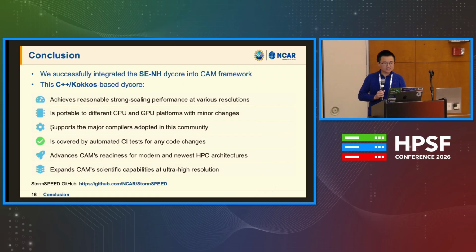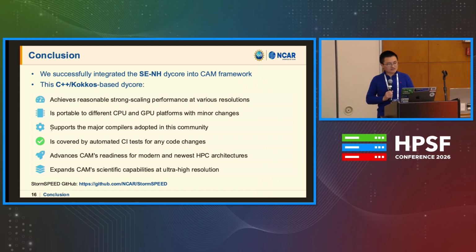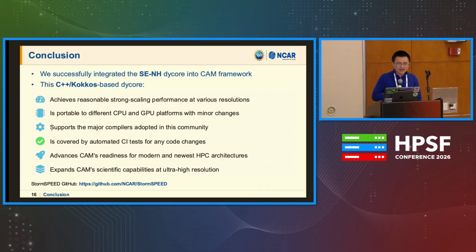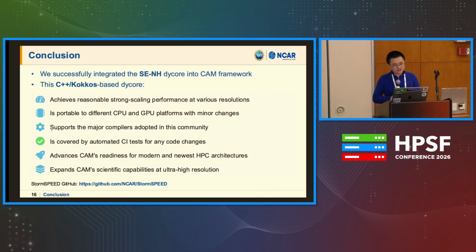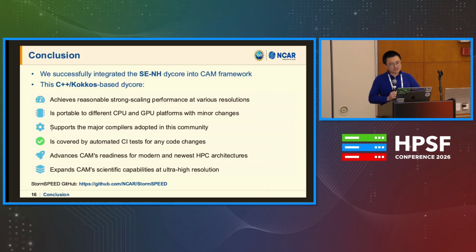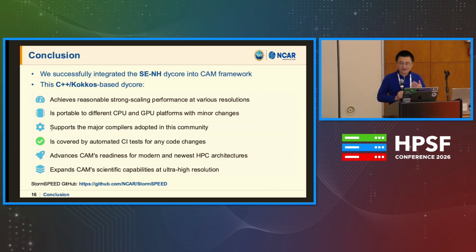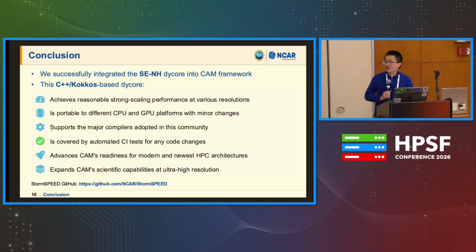So in this presentation, I showed you that we successfully integrated the SE dycore into our CAM Fortran framework. This Kokkos-based dycore achieves really good strong scaling results at various resolutions. It is portable to different CPU and GPU architectures. It also supports the major compilers that we use in this community, although we see some performance sensitivities, but it's good. And also, because it allows us to run at ultra-high resolutions, it also advances our CAM models' readiness for the modern architectures, as well as some fancy new scientific discoveries.